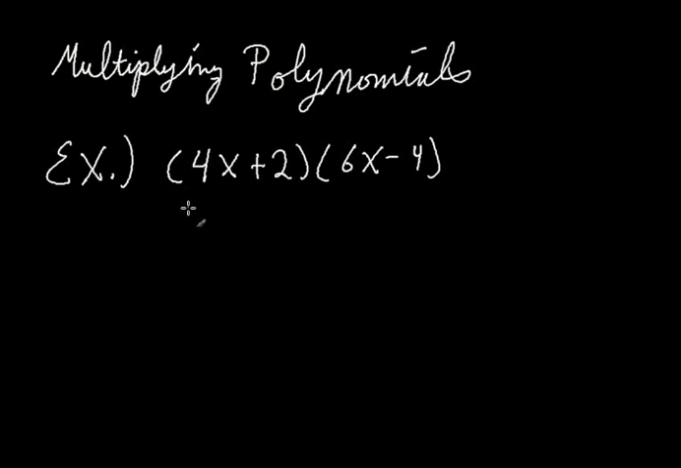In this video, I want to talk about multiplying polynomials. Here, I have two binomials, 4x plus 2 times 6x minus 4, and I want to talk about how you can multiply these. So first, I'm going to go 4x times 6x. Well, 4 times 6 is 24, so this would be 24x squared. We have to add the exponents.